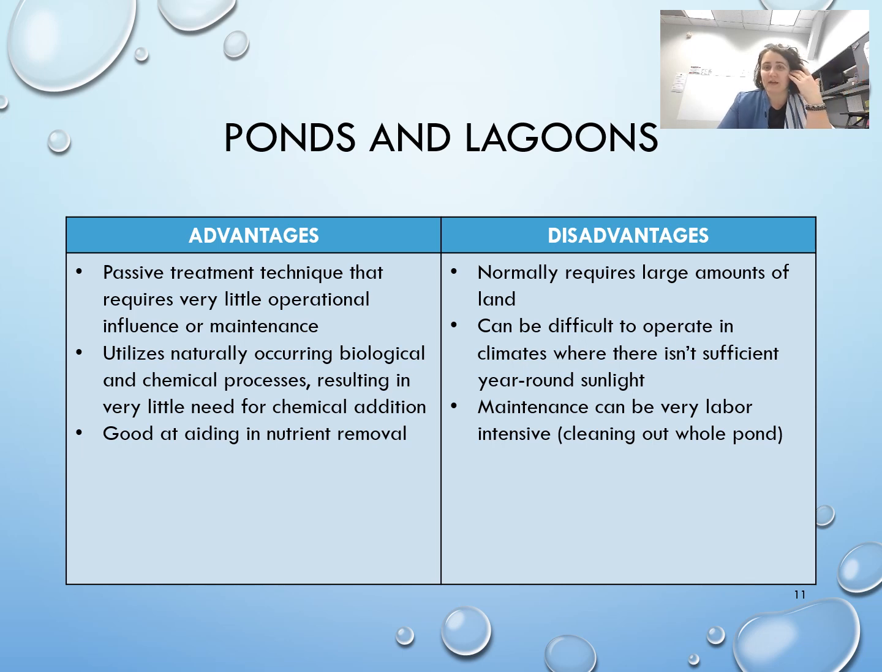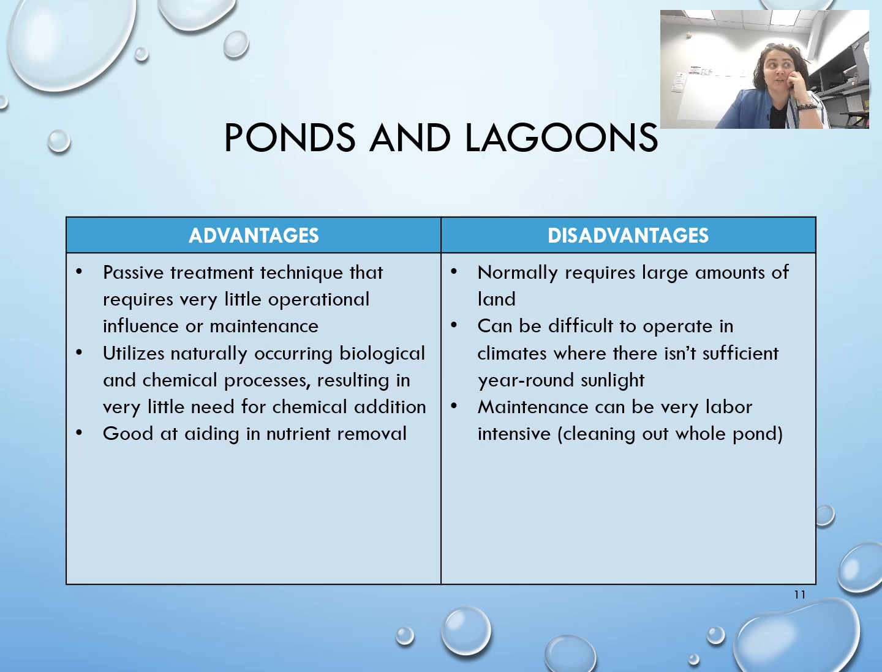So these are big ponds and big lagoons, and so you need relatively level land, and you need probably a larger amount depending on the type of treatment that you have. So the land requirements can be something that can be a little bit of a challenge for these systems. They're difficult to operate in climates where there isn't sufficient year-round sunlight. So this is not something you'd put in the Pacific Northwest where there's lots of rain all the time. It's not a treatment system that would work really well.